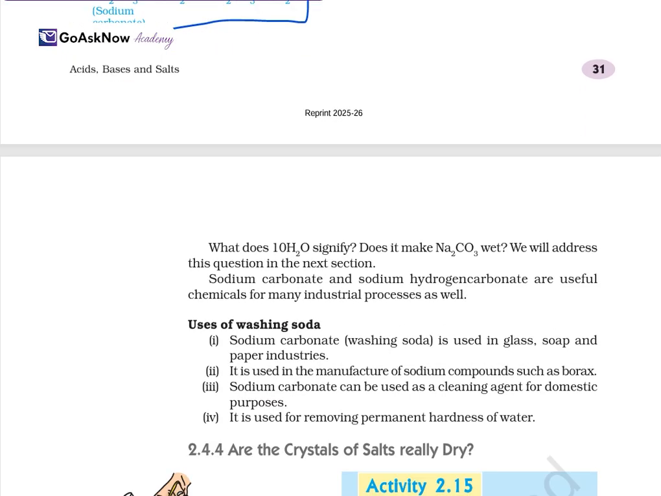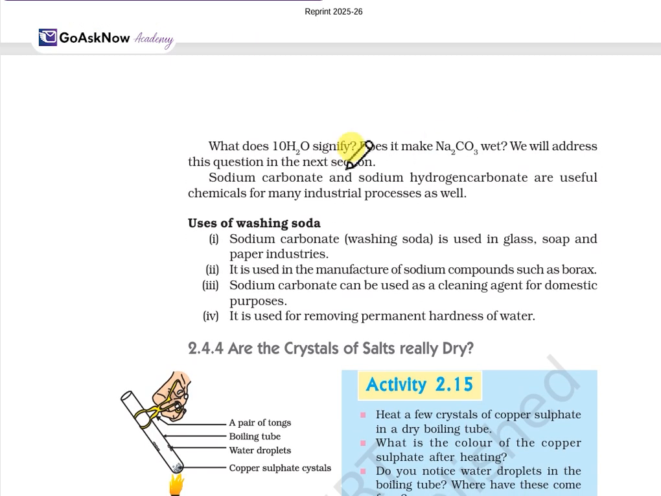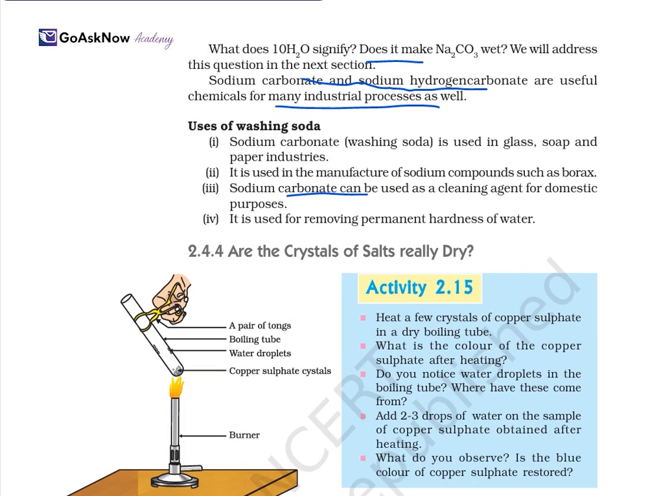Now, what does the 10H2O signify? We will address it in the next section. Sodium carbonate and sodium hydrogen carbonate are also useful in chemical and industrial processes. The uses of washing soda: sodium carbonate is used in the glass, soap and paper industries. It is used in the manufacture of sodium compounds such as borax. Sodium carbonate can be used as a cleaning agent for domestic purposes, and it is used for removing the permanent hardness of water as well.